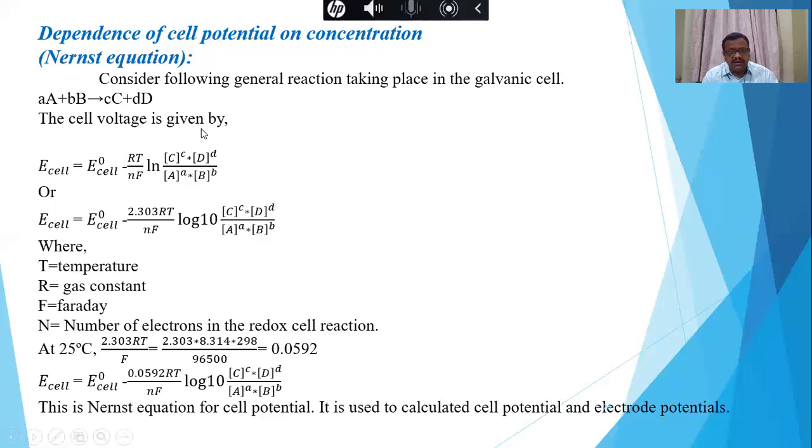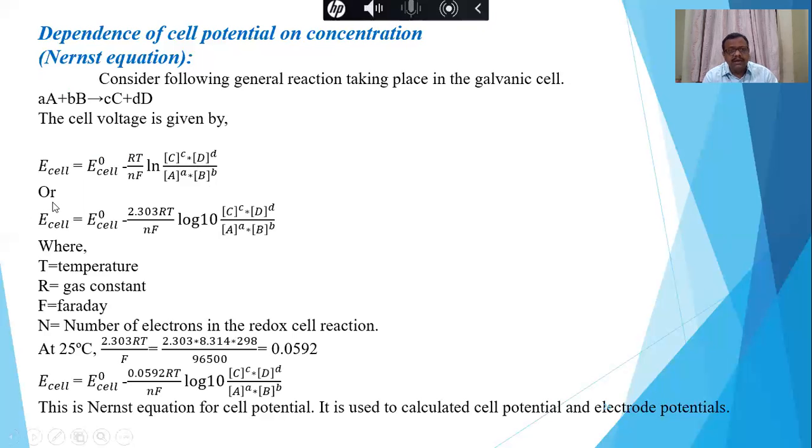Consider the following general reaction taking place in a galvanic cell: small a A plus small b B gives rise to C plus D. The voltage or the potential of the cell is given by E cell is equal to E standard cell minus RT upon nF log natural of C to the power c into D to the power d upon A to the power a into B to the power b.